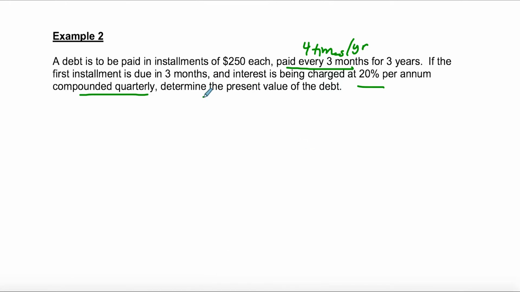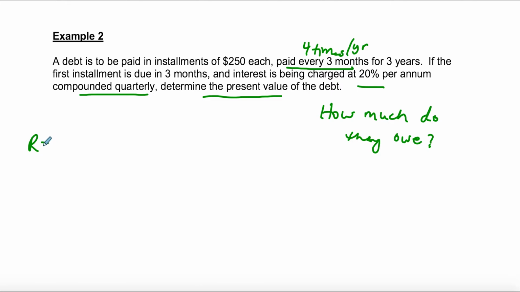So that's kind of helpful when it says, what's the present value of the debt? How much do they actually owe? So what we have is the payment amount. It says that they're going to make payments of $250. The present value is what we don't know. How much is the loan actually for? How much do they owe right now?